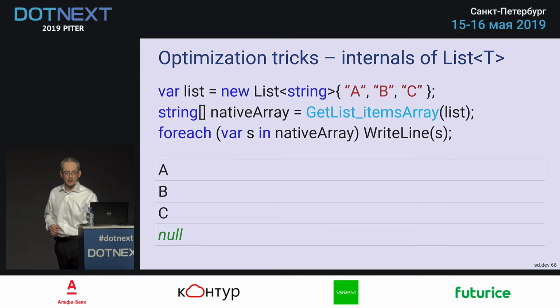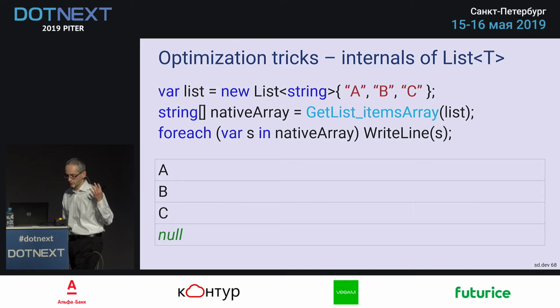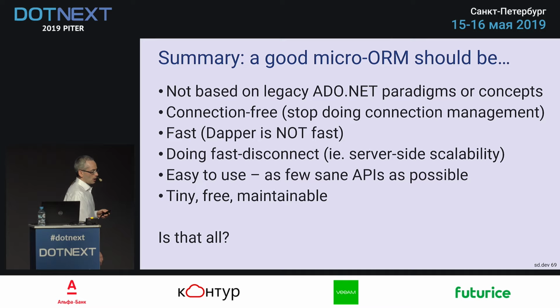Because as you know, when the list is constructing its internal properties, the internal array is initialized to a value of four. It's created with four items by default. So it works beautifully. So let me give you a summary of some takeaways that I want you to have after this talk.